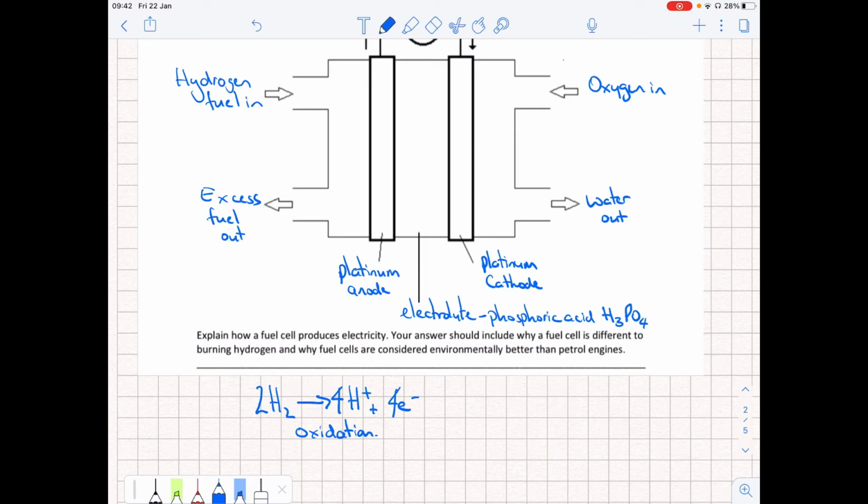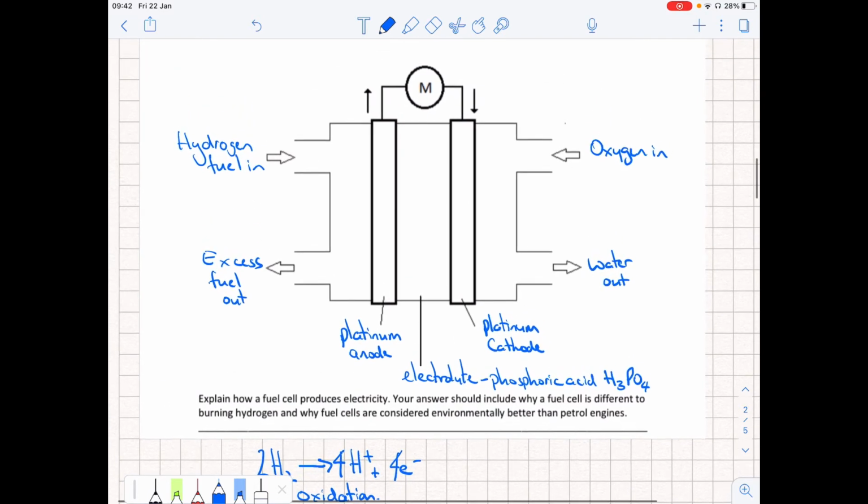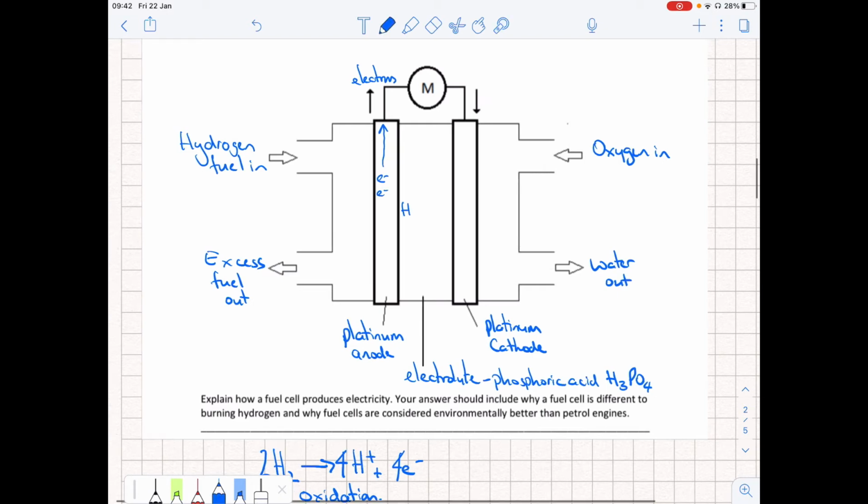Okay, if I just go back up to the diagram for a moment, what's going on at the surface here is that these electrons are being produced, there's my E minus, and they are then going to go up and around the circuit. So there we have electrons moving. Remember, movement of electrons across this circuit is a flow of electricity. That electricity causes the motor to work. The hydrogen ions that we've got will migrate, move across the electrolyte and come over to this electrode here.